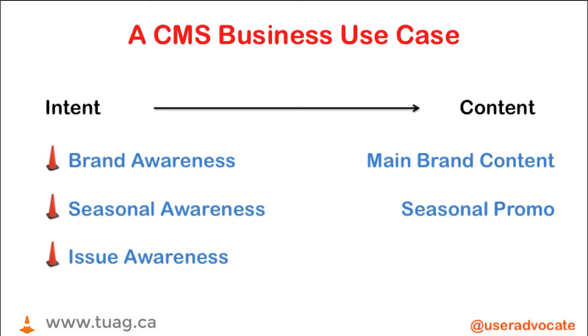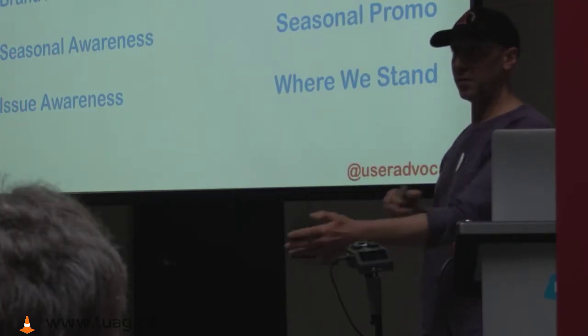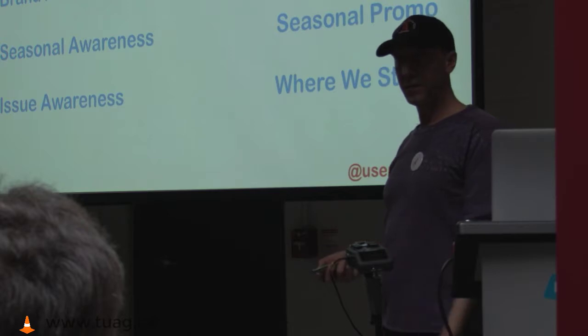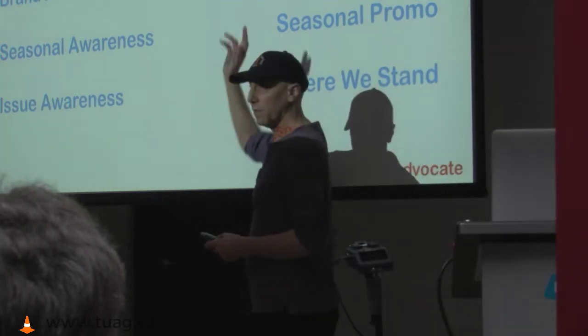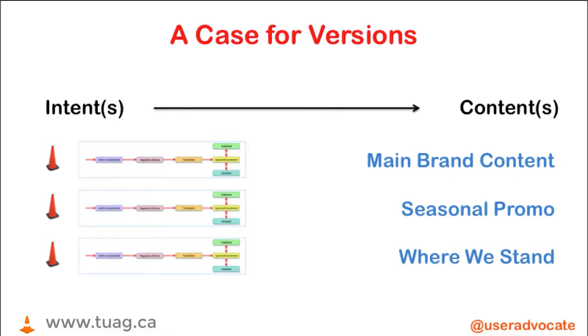Issue awareness, maybe something's happening and you want to address that to let your market and your customers know that you're aware of it too, and you support them in whatever that issue is. So it's a where-we-stand kind of content, and it may be that one piece of content has to go through these kinds of evolutions as real life happens. So maybe your standard web page for this area has to go through some kind of changes, which implies that you've got different versions of things for different occasions. So to me, it's a business case for versions.